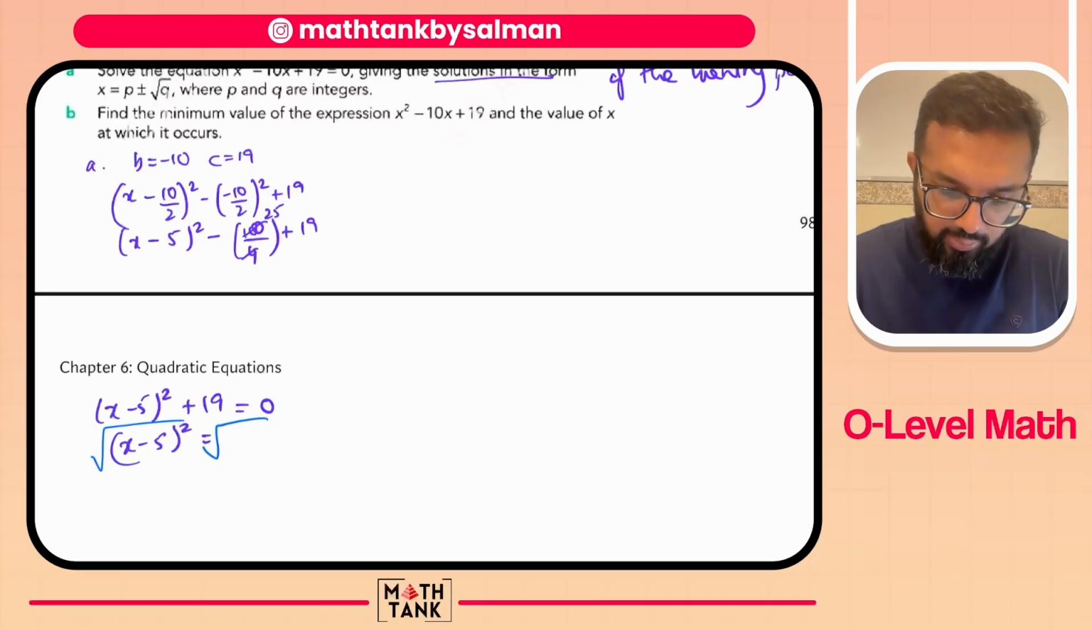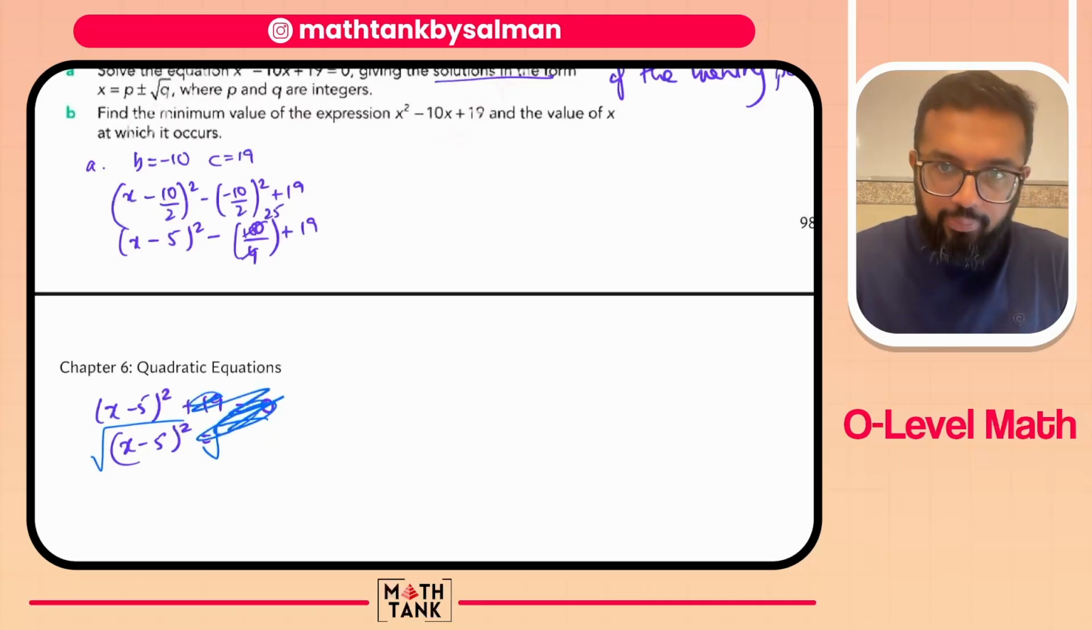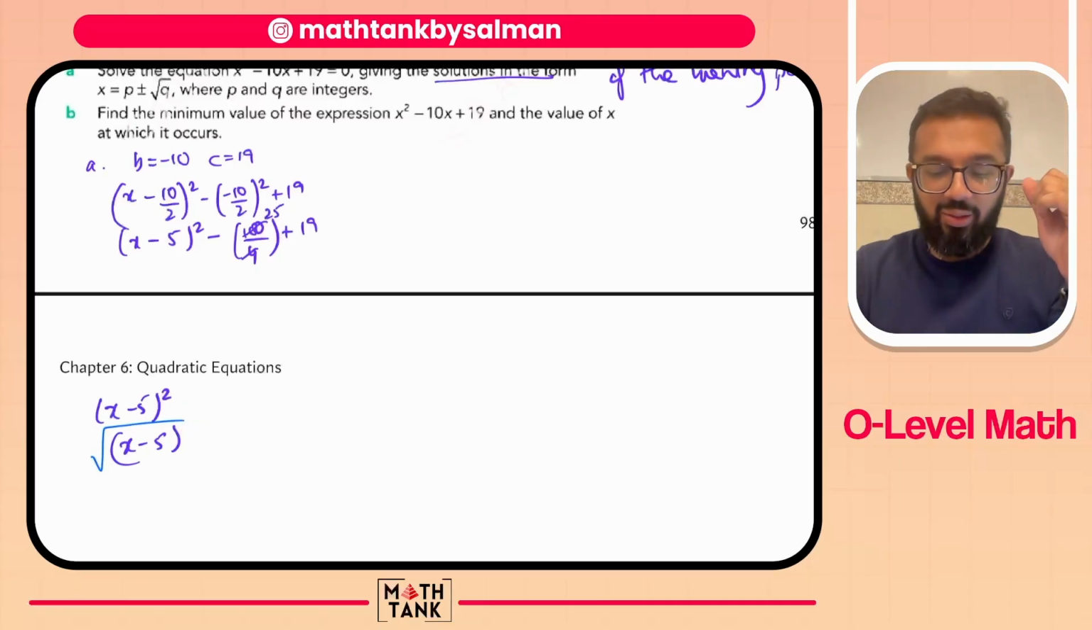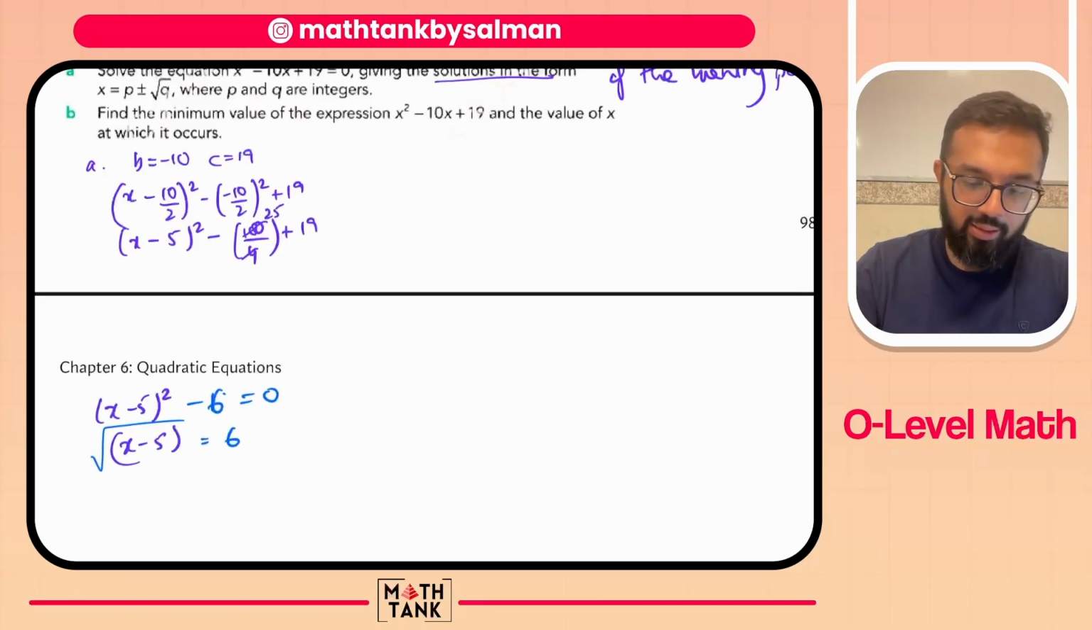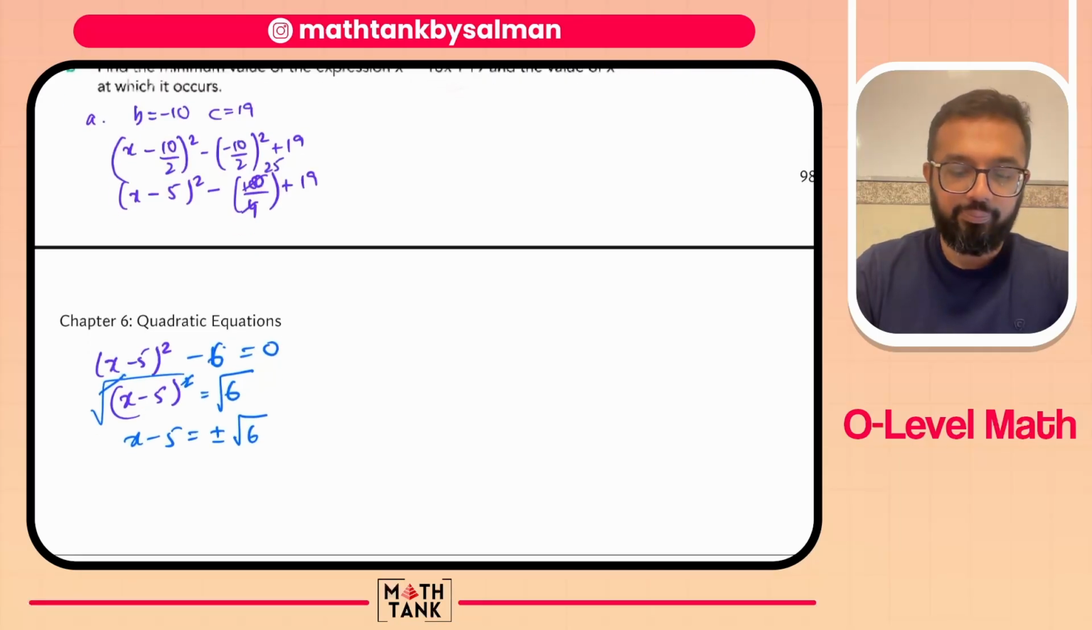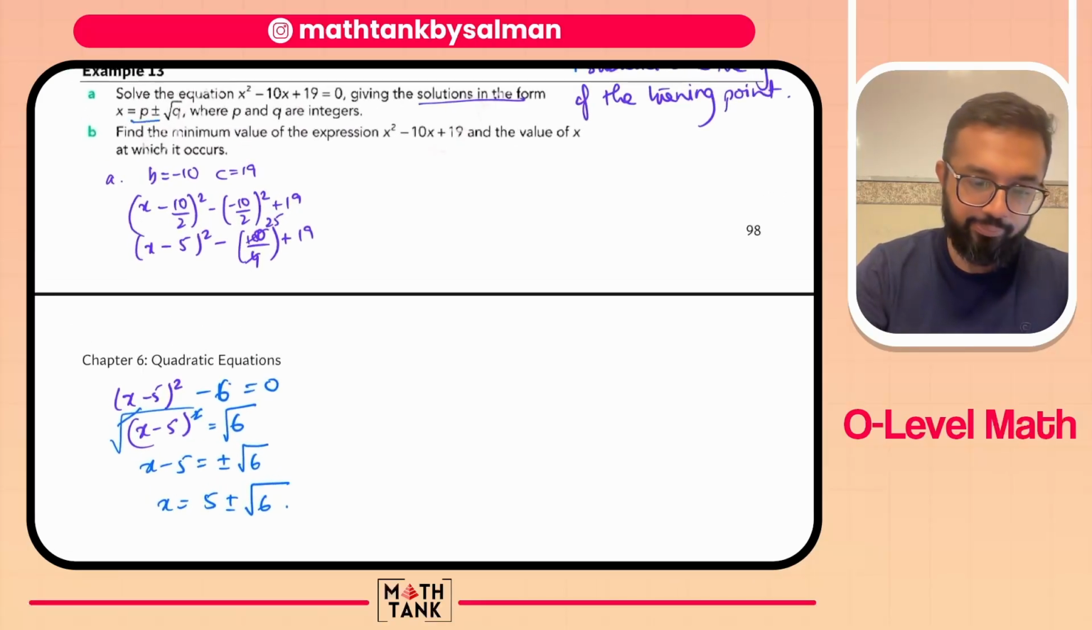Oops. Okay, there was a slight mistake. This should be minus 6, not minus 19. So (x minus 5) whole squared minus 6 equals 0. So you move this to the other side, you get x minus 5 equals plus minus root of 6. Then you move it and you say 5 plus minus root of 6. That's in the desired form.